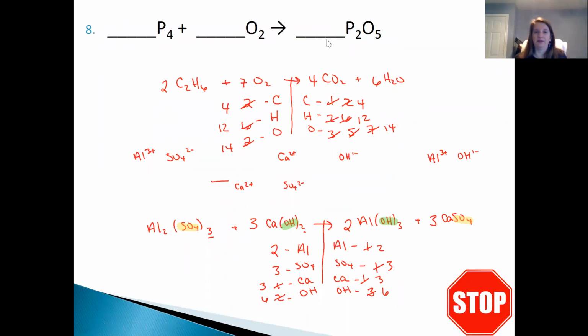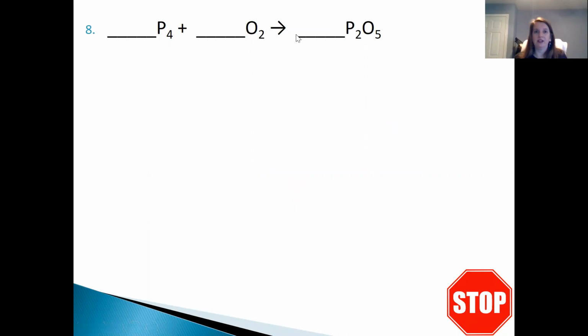I've got to erase my work here. All right, so let's take a look at this next one. I'm going to separate my reactant side from my product side. I'm going to list my elements, phosphorus and oxygen. Over here on the reactant side, I have 4 phosphorus and I have 2 oxygen. On the product side, I have 2 phosphorus and I have 5 oxygen.